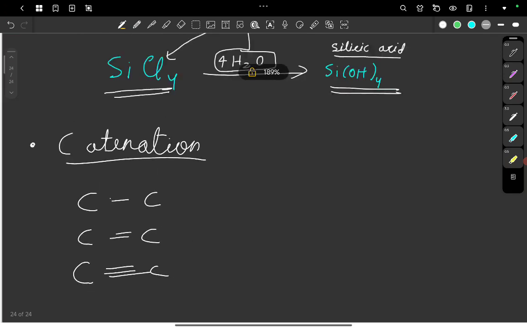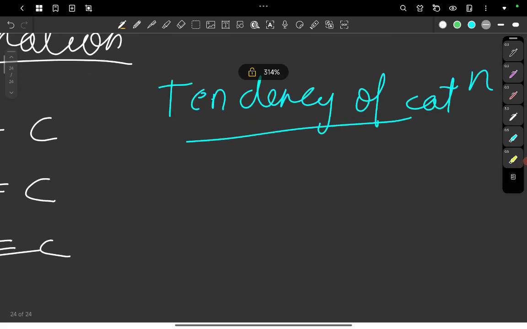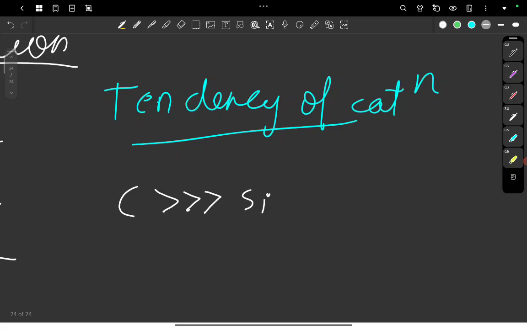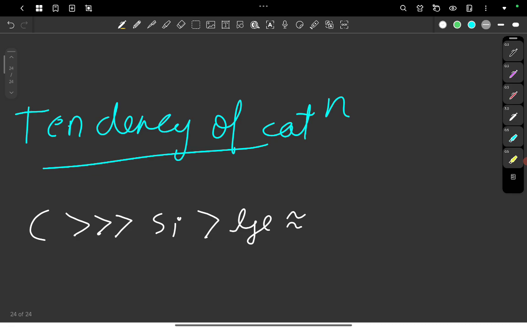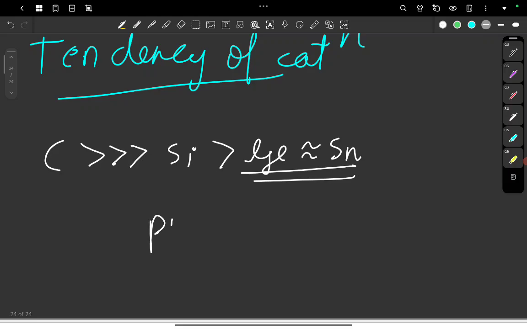Leaving this topic, just remember this. The tendency of catenation: carbon has a much greater catenation tendency as compared to silicon, which has a greater tendency than germanium, which is comparable to that of tin. These two have almost the same catenation tendency. And lead.